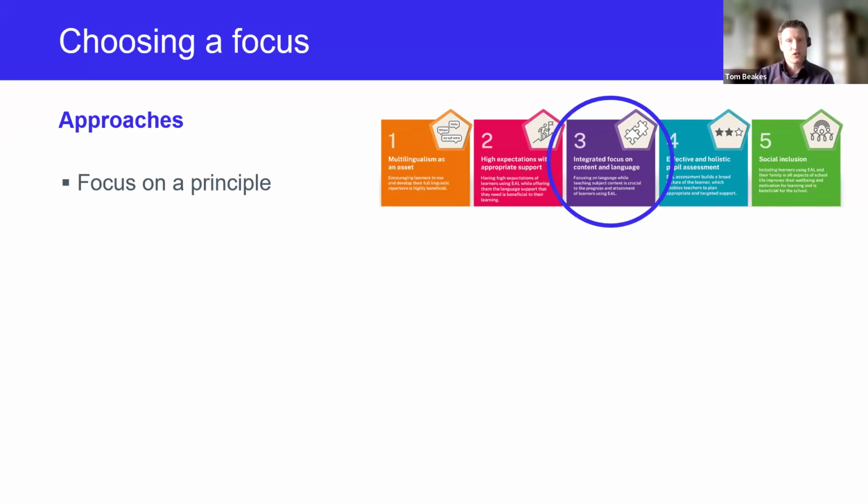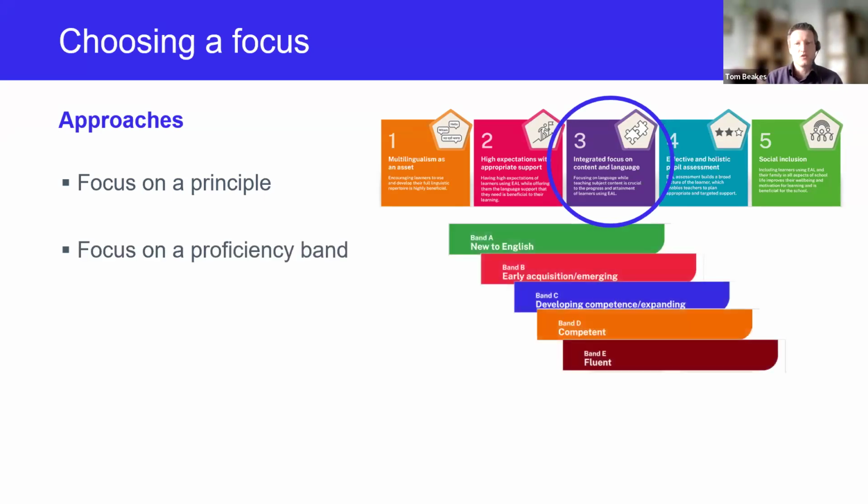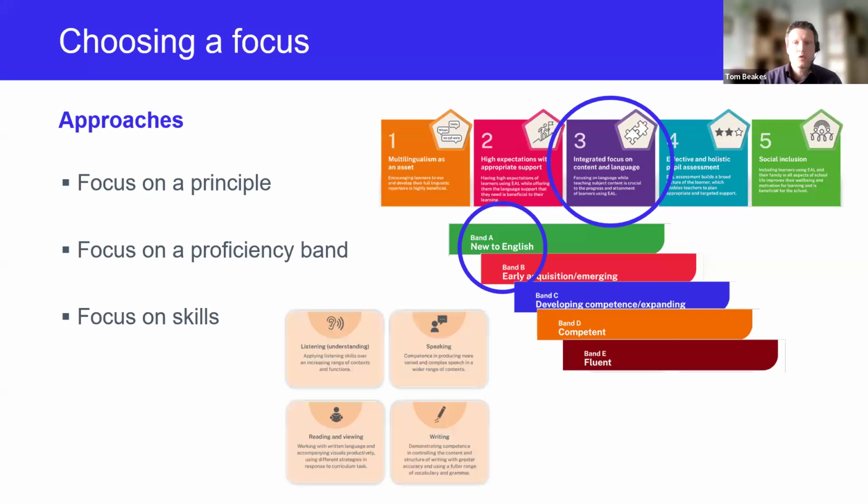So you could use those sections of the document as your starting point. You may have identified a need for support for EAL learners at a particular level of proficiency. So, most obviously, if you have some new to English children who are newly arrived, maybe they will need targeted support as a priority. So again, this will help you narrow down the types of strategies and ideas that you might want to focus on in any CPD. You may even want to focus on strategies for developing particular skills.